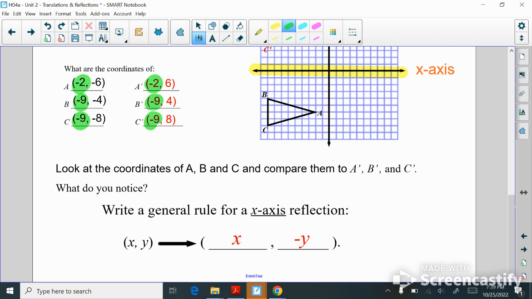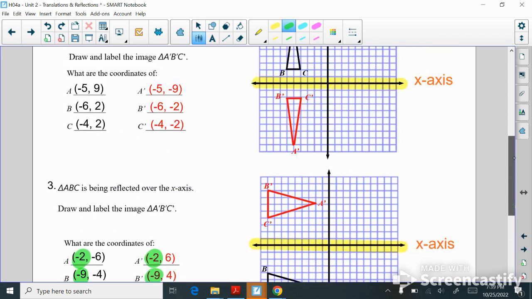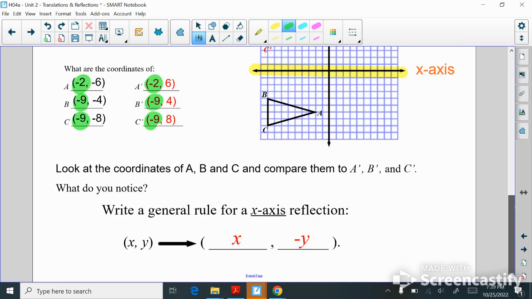What's changing though is your y. So your y is becoming the opposite. So y was -6, y became 6. Y was -4, y became 4. And that's going to happen if you can look back for each of them. So make sure you have this written down in your notes packet as well.